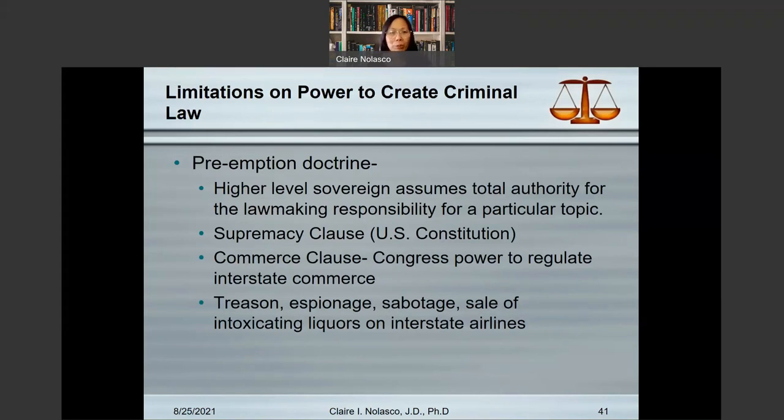Another limitation would be the preemption doctrine. Preemption means that a higher level sovereign assumes total authority for the lawmaking responsibility of a particular topic. This is based on the U.S. Constitution, the Supremacy Clause, and the Commerce Clause, wherein the U.S. Congress has the power to regulate interstate commerce. So examples of matters or subjects that are preempted, meaning that only U.S. Congress can enact laws relating to these topics, would be treason, espionage, sabotage, sale of intoxicating liquors on interstate lines.